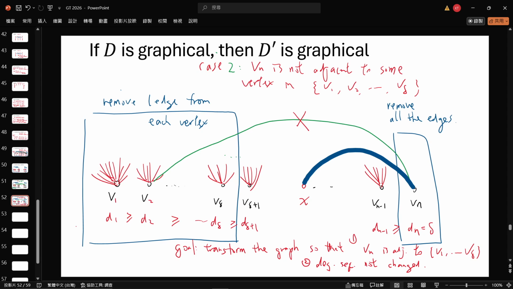Well, because we want to make sure that Vn is adjacent to V1 up to V delta, we have no choice but to add this edge. But adding this edge creates a new problem. For example, if I add this edge, then the degree of V2 is changed. It's increased by 1. Similarly, the degree of Vn is increased by 1.